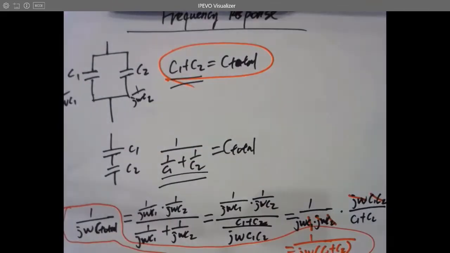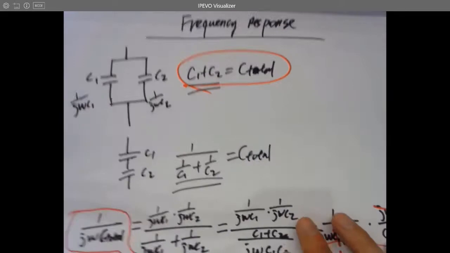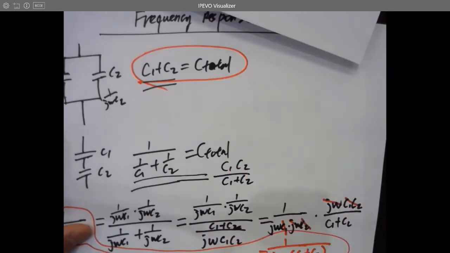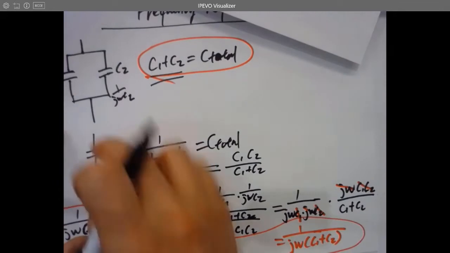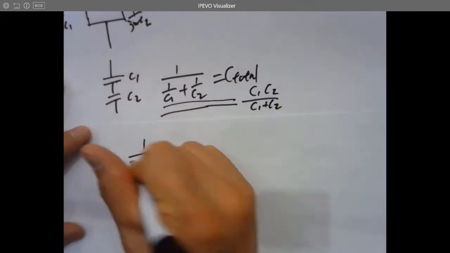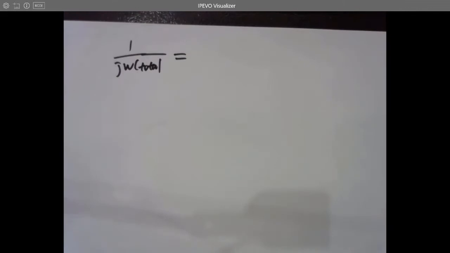What about this one? So we can transform this to what? C1, C2, C1 plus C2, right? So let's find out if this one is an overall capacitance over the two terminals. So 1 over j omega C total equals what? Equals what? For the two impedances in series, just add them together, right?